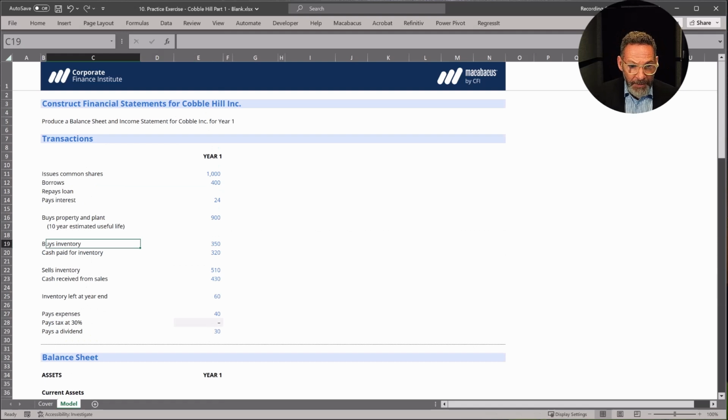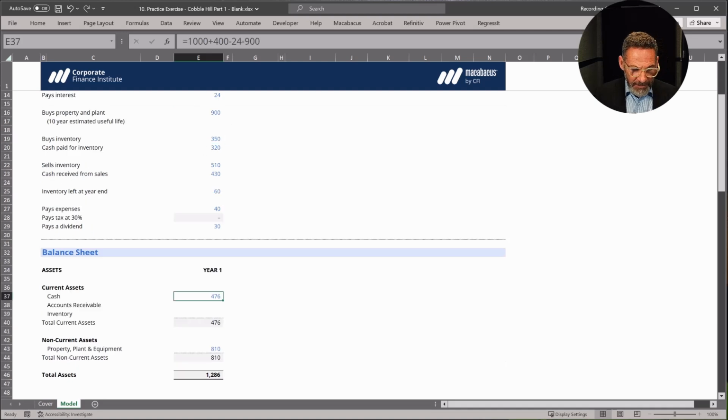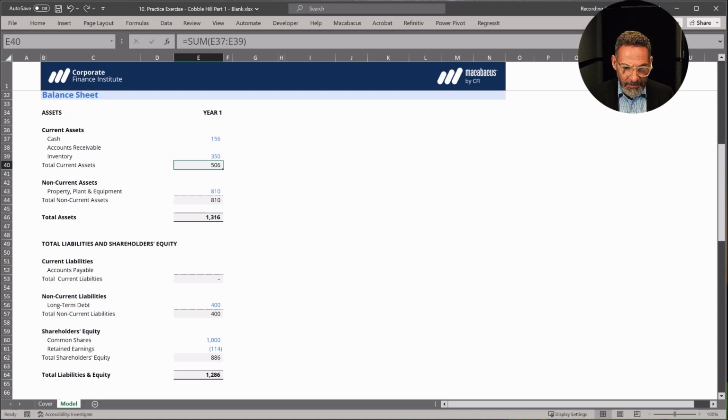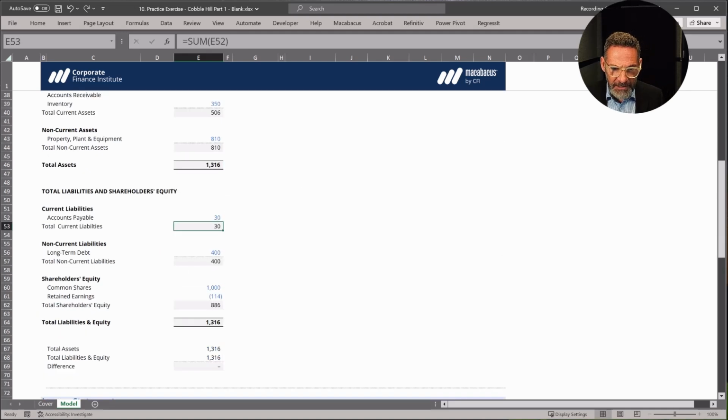Okay, now we're going to buy inventory for $350, but some of it's on credit. So we're paying $320 in cash, which means $30 is still owed at the end of the year to our suppliers, or accounts payable. So we're buying inventory, but I'll do the cash first. Minus $320, but we have $350. But we also have accounts payable now of $30. Let's make sure the balance sheet still balances. Good. We've done those transactions correctly.